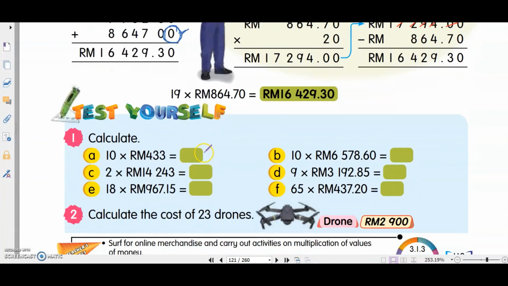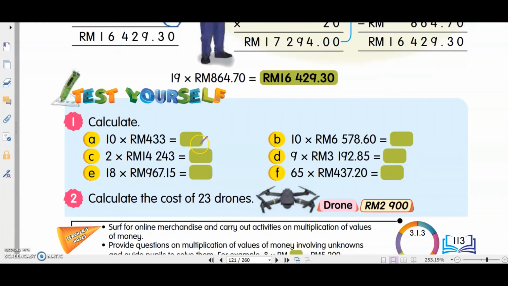Okay, so your exercise is very simple. It's only 7 questions. Question 1, A until F, and then question 2. So this is your homework for today. So please finish it by today. I hope you can do it by today, and we'll discuss the homework face to face tomorrow in school.